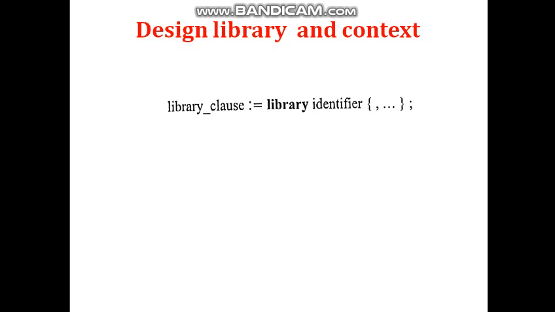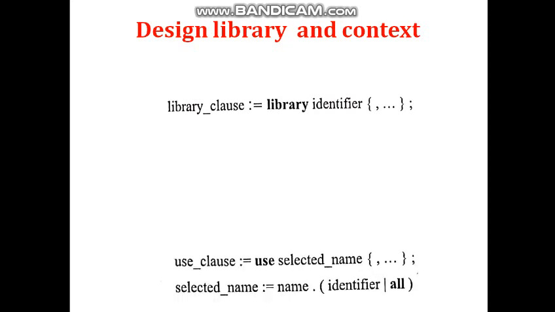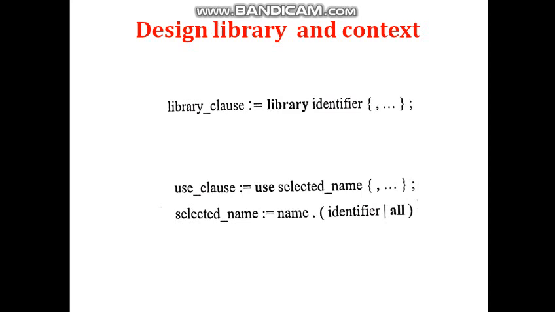If we need to make frequent references to library units from the design library, we can include a use clause in our model to avoid having to write the library name each time. The simplified syntax rule is: use clause, use selected name, and that selected name will go through the identifier name.